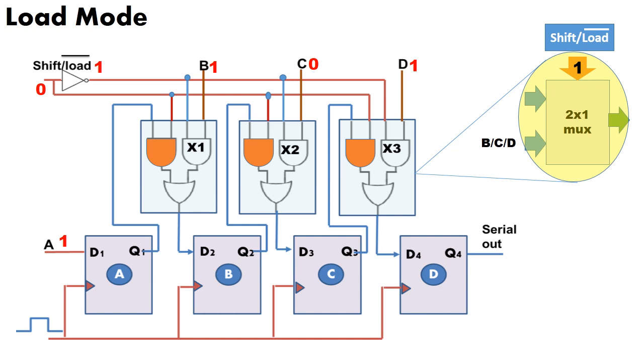Whereas, one of the inputs of AND gates X1, X2 and X3 receive the signals from the load, which is logic 1. The second inputs of these AND gates are B, C and D. These signals now reach the inputs of the second, third and fourth flip-flops through OR gates. The first flip-flop input is directly connected. Here you can see the load mode operation.